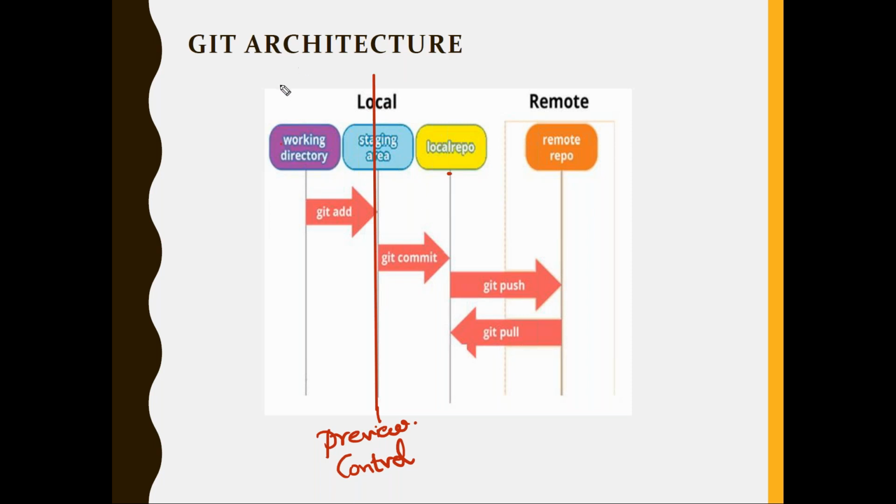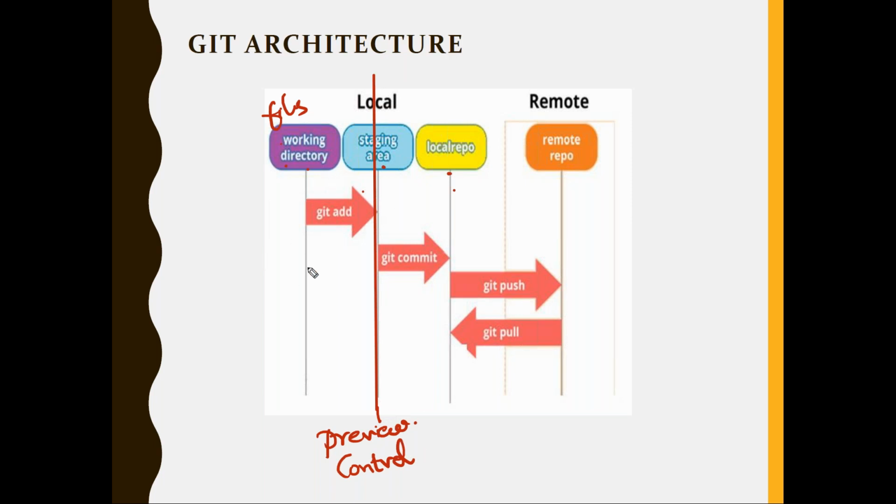Okay. Just understand, here are your files. You create your files in some directory. Then you move to your staging area. From staging area to local. Okay, so this is how you move your changes. This staging area works like a preview or a pre-check.